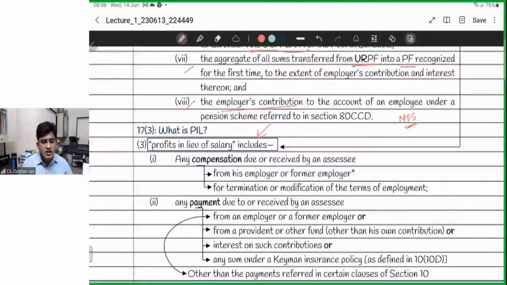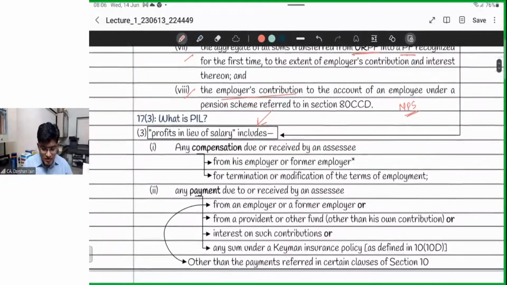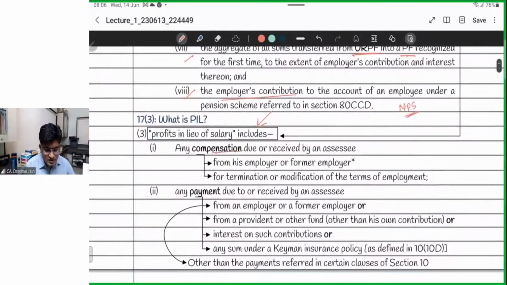What it says: any compensation due or received by an assessee. So compensation, again the tree analogy. Remember the tree analogy. You have received compensation from an employer or former employer, for termination. It is as good as cutting of the tree. After your termination, you're not going to get the salary. So for termination or modification of the terms of employment, any compensation that you receive is going to be taxed as profit in lieu of salary.